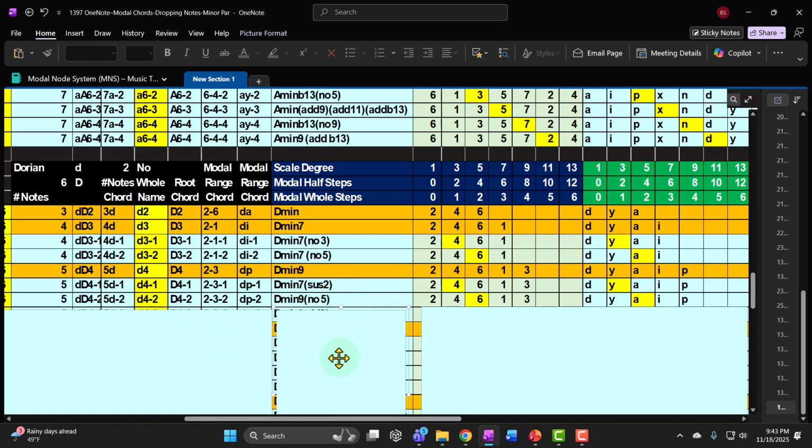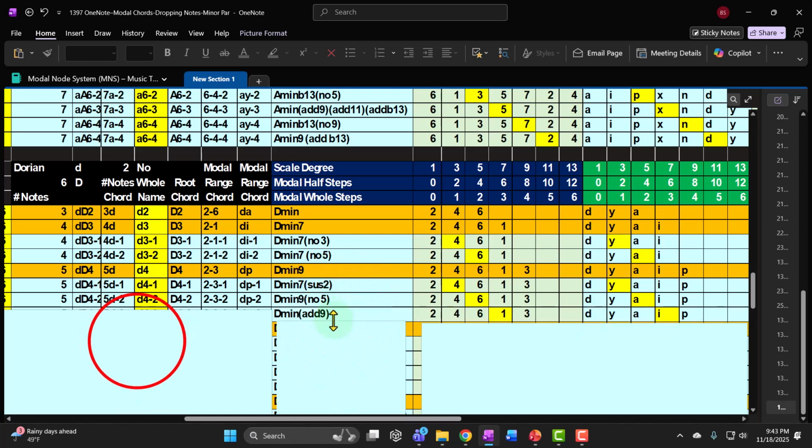What if I drop the 5? That would be a D minor 9, no 5. Once again, I don't know if that's a D minor chord or a D Dorian. What note am I building it off of? It would be indicated if I called it a D4 -2, dropping the one that's 2 modal whole steps up, 4 modal half steps, 5th scale degree.